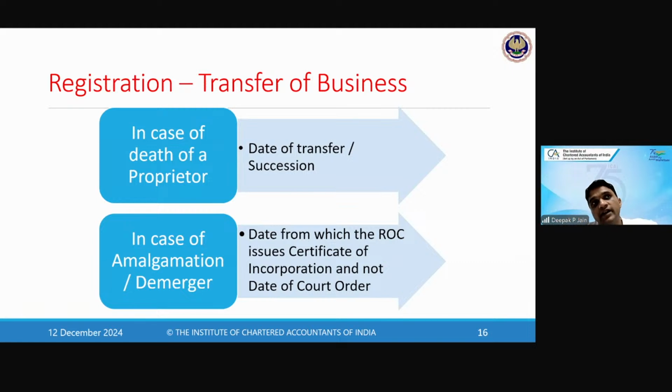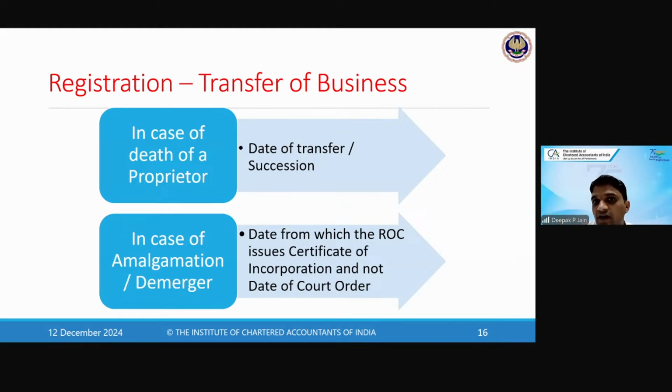So you had planned that the amalgamation will happen today, but because of these court procedures it takes at least a year. So what will be the date of transfer in that case? The date from which the ROC, the registrar of companies, issues the certificate of incorporation. In amalgamation, two companies are getting amalgamated and a new company is getting formed. Or in case of demerger, one company is getting demerged into multiple companies. In that case, the new ROC certificate will be the relevant date and not the date of the court order, because the court will give the order.